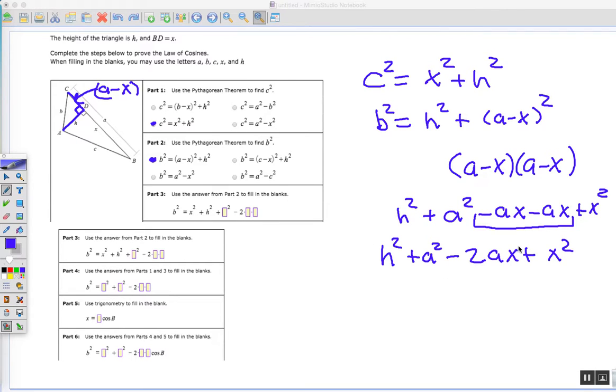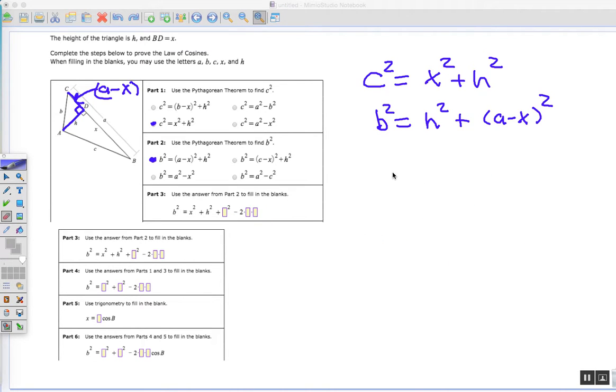So we already have the x squared, so that's out of the way. We already have the h squared, that's out of the way. So what we're missing is a squared here, so that becomes an a, and negative 2ax. So that fills in part 3.